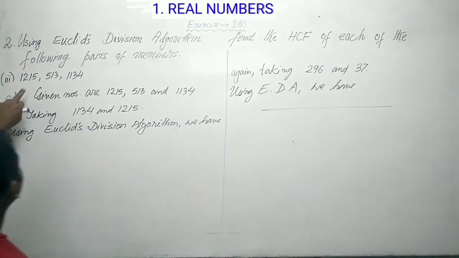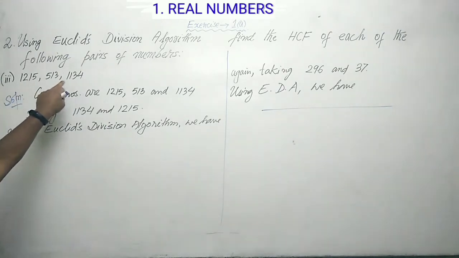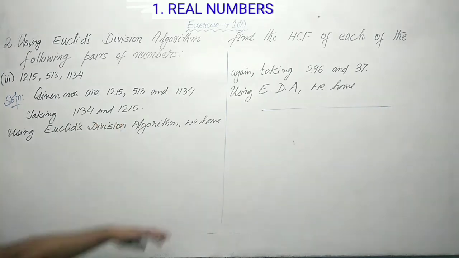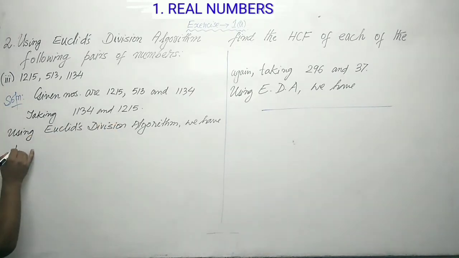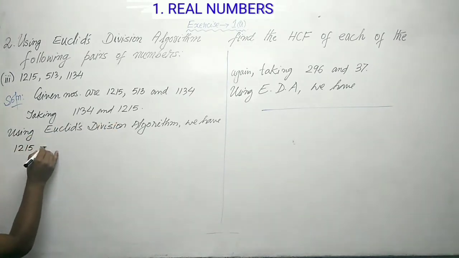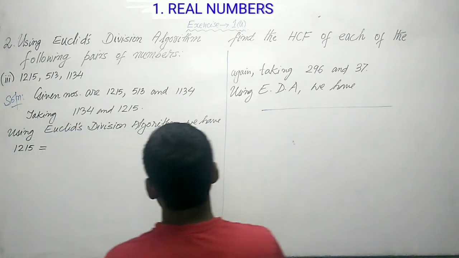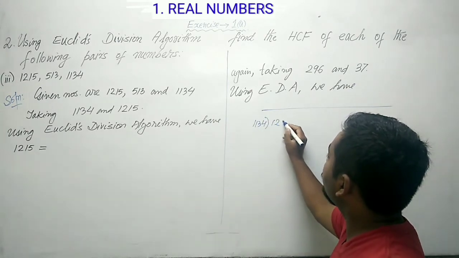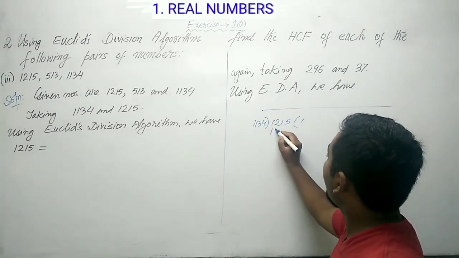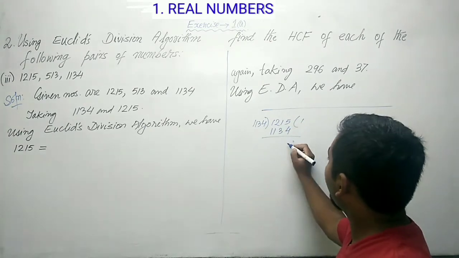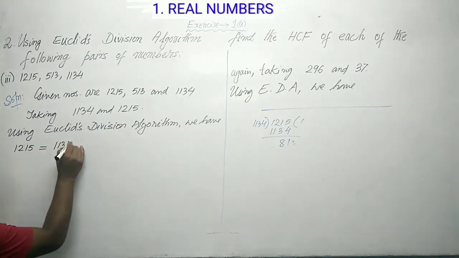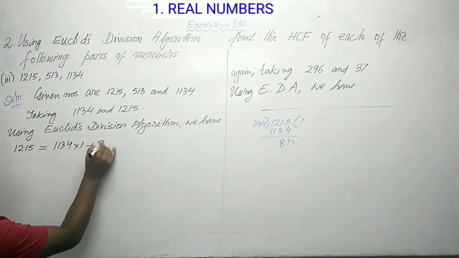Here we have three numbers, 1215, 513, 1134. So taking 1134 and 1215. Now using Euclid's division algorithm we have, which is bigger? 1215 is bigger. So divide 1215 by 1134. Let us divide. 1134 will divide 1215. 1134 ones are 1134. Now when you subtract, we have 81. So this can be written as 1134 into 1 plus 81.